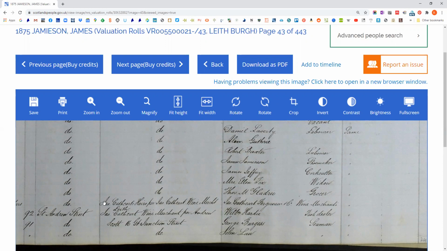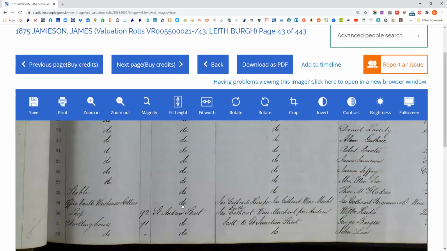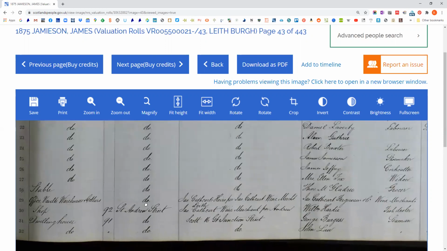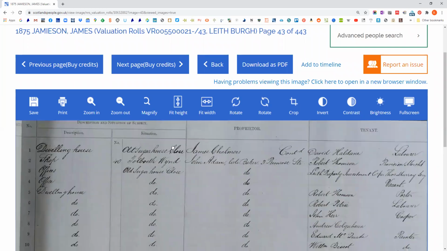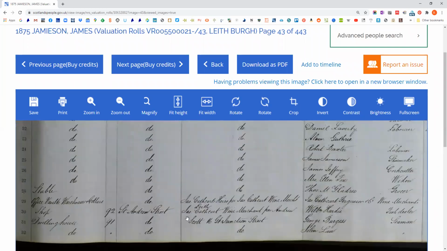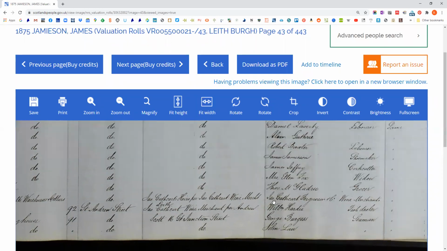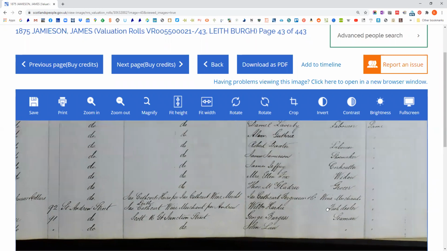Here you'll see one, the other reason I pulled this one up, because I thought this was interesting. First of all, you get a stable, and then you have an office, vault, warehouse, and cellars, owned by, I have to go way up here. Oh, it's still old Sugar House Close. So it's owned by James Cathcart's heirs, and it's occupied by James Cathcart and Ferguson and Company, wine merchants.